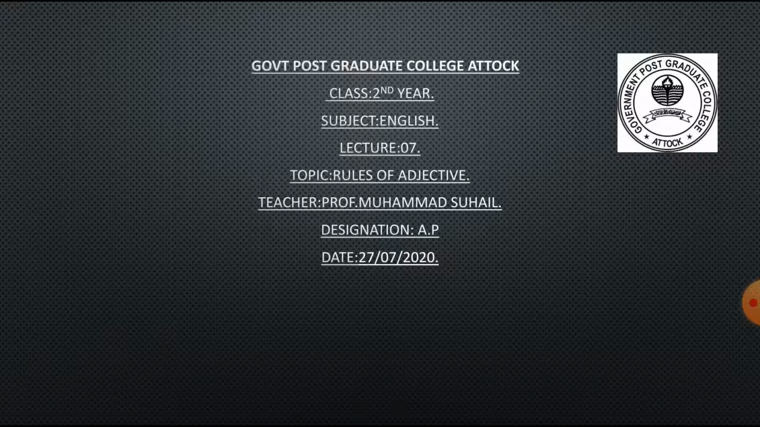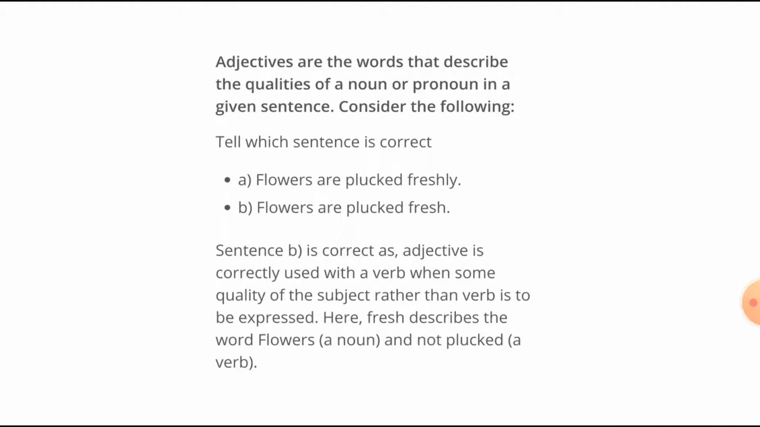Dear students, today we shall discuss rules of adjectives, that is, how the adjectives can be used correctly. But first we shall once again revise the definition of adjective so that you may get somewhat more clarity regarding adjectives. So adjectives are the words that describe the qualities of a noun or pronoun in a given sentence. Consider the following.